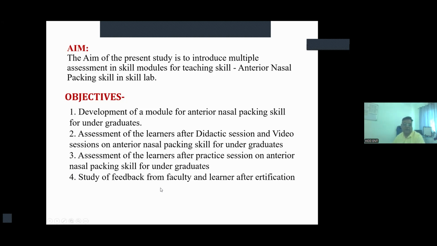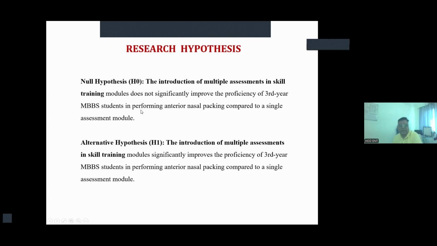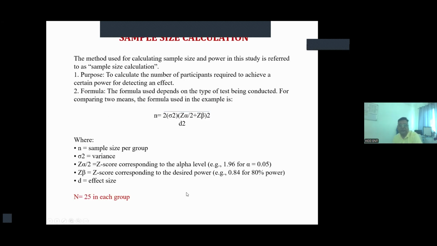The null hypothesis, H0: the introduction of multiple assessments in the skill training module does not significantly improve the proficiency, whereas the alternate hypothesis: it does improve the proficiency of third-year MBBS students. The sample size was calculated using the standard formula, and we created two groups. We will elaborate in the methodology section, and each group had 25 students.